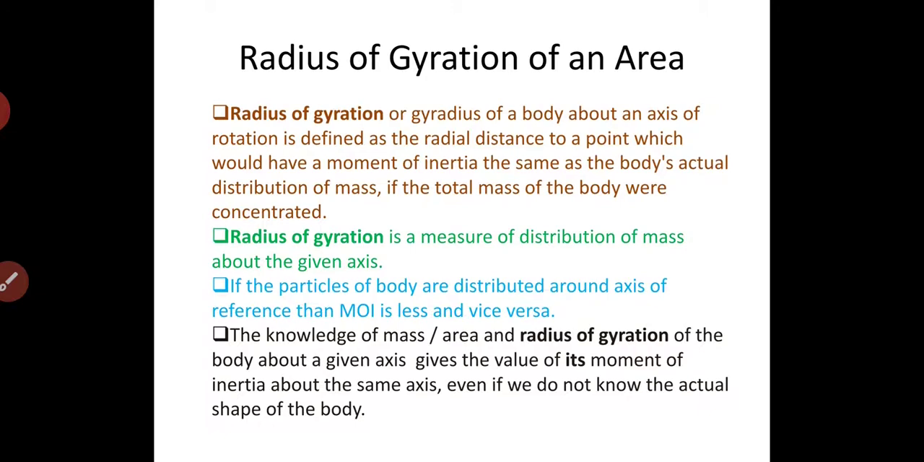The knowledge of mass or area moment of area and radius of gyration of the body about a given axis gives the value of its moment of inertia about the same axis, even if we do not know the actual shape of the body. I will be explaining in detail on the next slide.